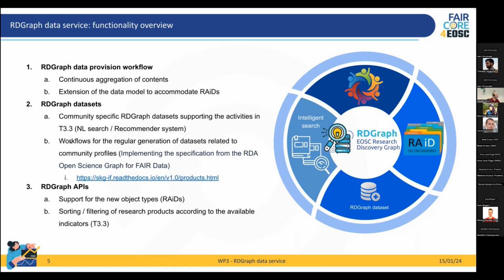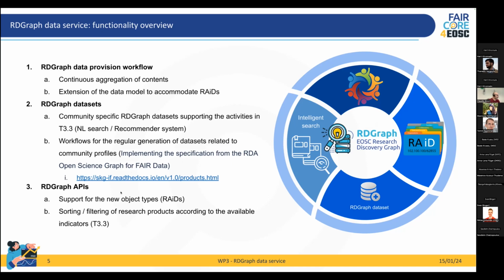We already started to develop the workflows for the regular generation of datasets that are related to particular community profiles. And this is done implementing the specification from the RDA Open Science Graph for Shared Data Group. We have a first version of this specification, and we already provided a first version of the conceptual mapping from the internal graph representation towards this data model.